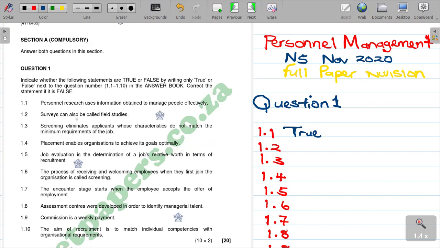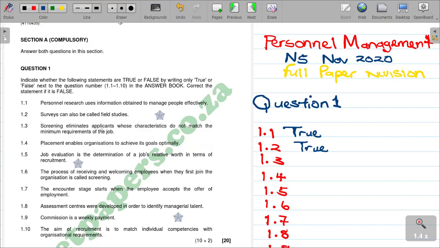Surveys can also be called field studies. It's a true statement. Surveys are also called field studies. So we're talking about surveys are also called what? Field studies. Right. Let's go to 1.3.